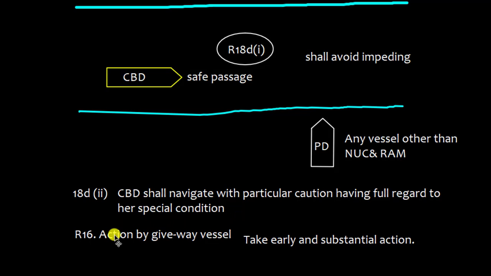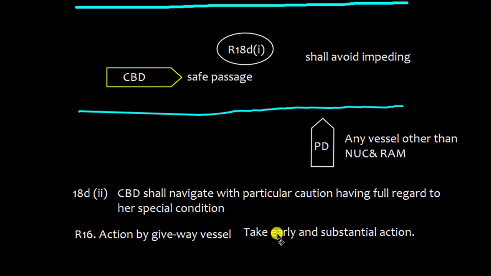Secondly, there is Rule 16, which is action by give-way vessel, and it recommends that a CBD should take early and substantial action, which means that the CBD can either stop or slow down.